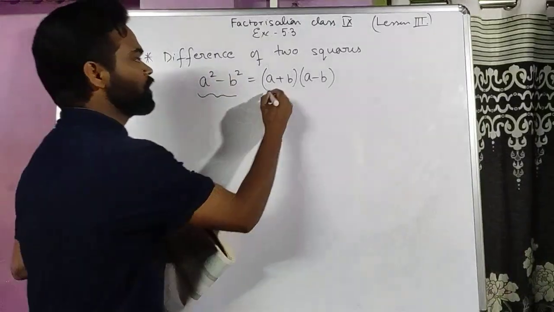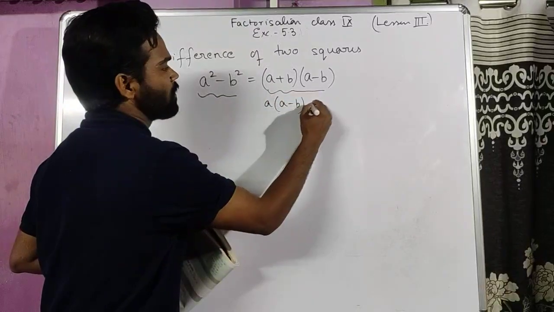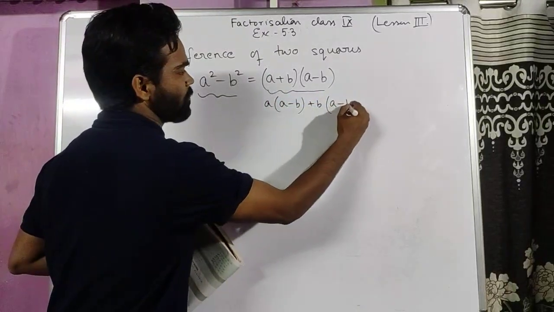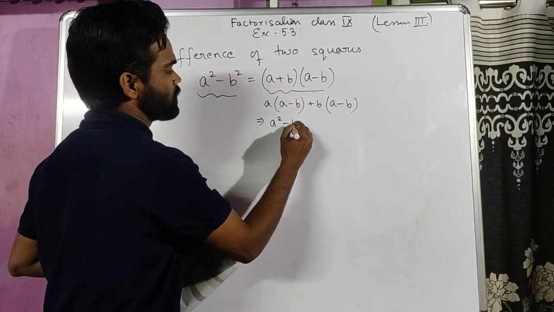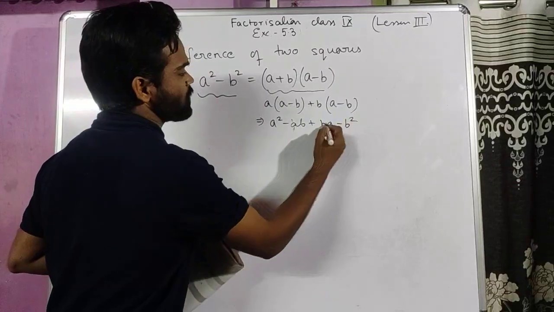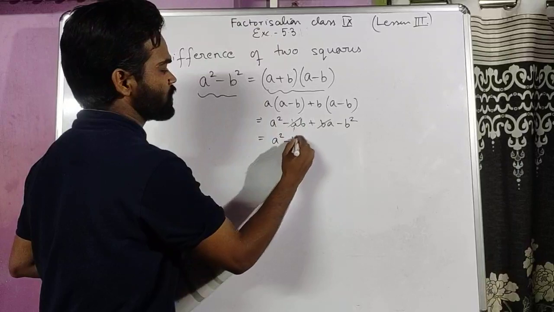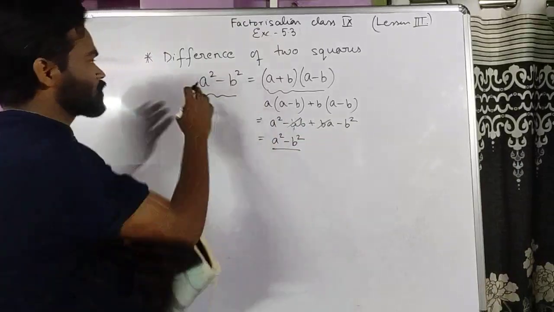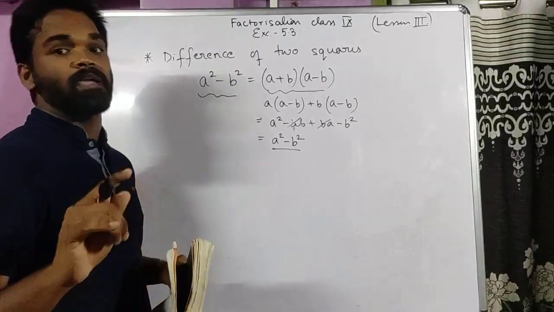in expansion, because when you expand this, a multiplied by a minus b plus b multiplied by a minus b, when you open the bracket, this becomes a square minus ab plus ba minus b square. So this cancels out. This becomes a square minus b square, which means a square minus b square is equal to a plus b multiplied by a minus b.